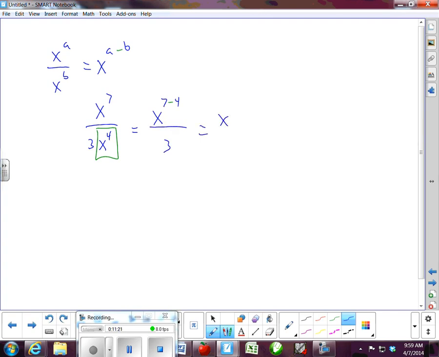Where do we end up? X cubed over 3, and that's the answer. That's as far as you can take that. You can't go any further. So be careful with something like that.